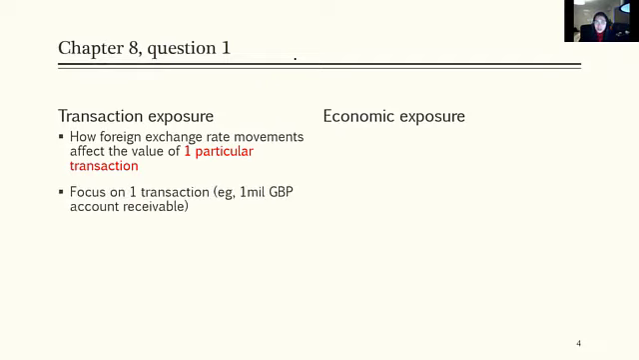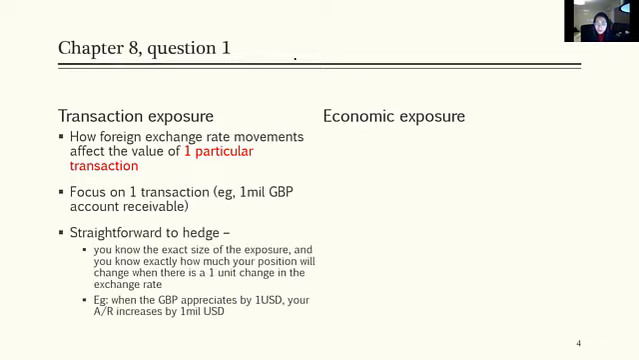As the name suggests, with transaction exposure, our focus is on one single transaction. So for example, we talk about a £1 million account receivable. With this type of exposure, it's very easy to hedge because you know exactly the size of the exposure and you know exactly your position, right? So you know how much your position will change when there is a 1 unit change in the exchange rate.